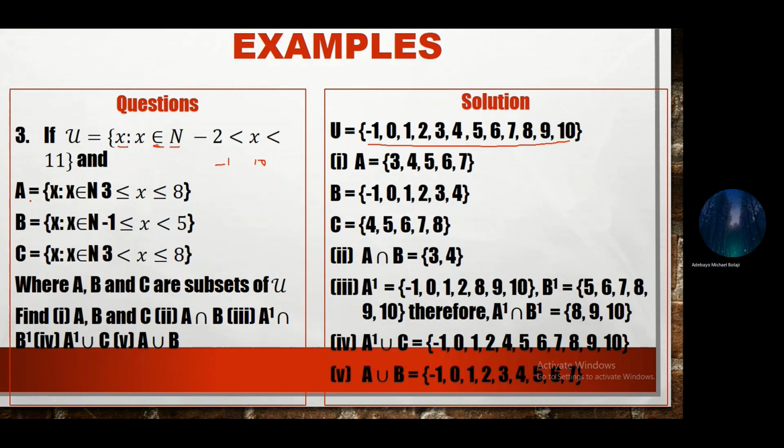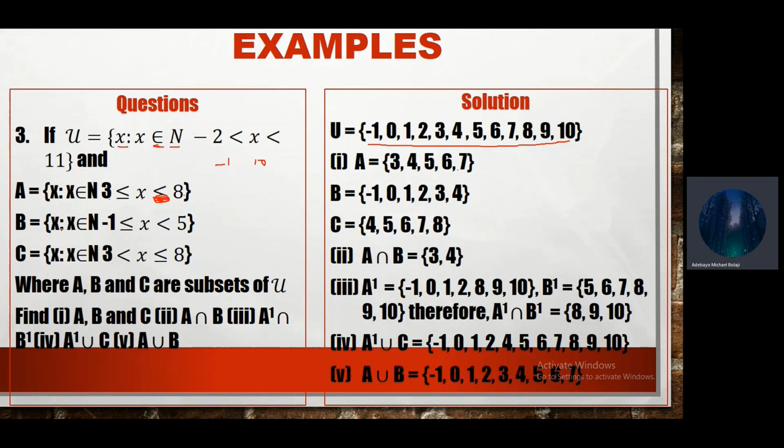Okay. Now look at this A. A is a subset of our universal, and X also belongs to natural numbers. X in this case has a value from 3 to 8. We can see our equal to here, meaning X has values from 3 to 8, and that's why we have 3, 4, 5, 6, 7. Okay, this is a mistake. I don't think there's supposed to be an equal to here, so let's cancel it. There's no equal to here.